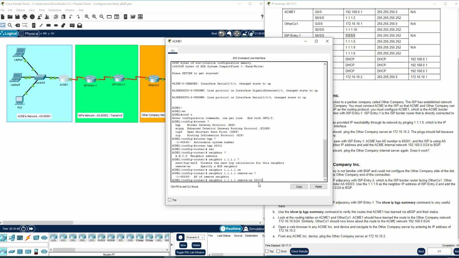You should make a connection to the other AS via IP address, using the IP address of the neighbor.